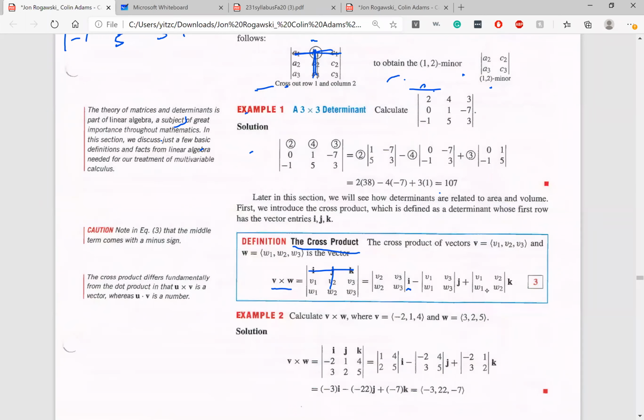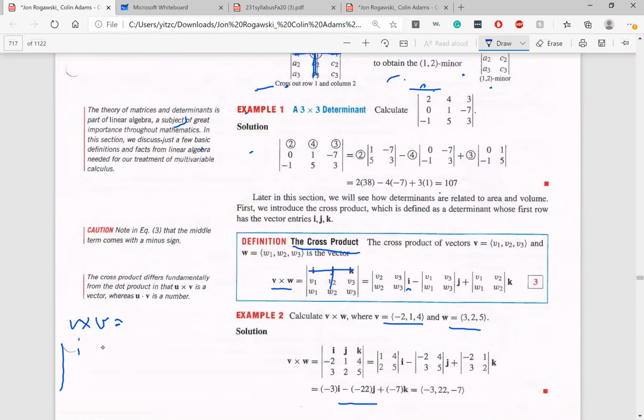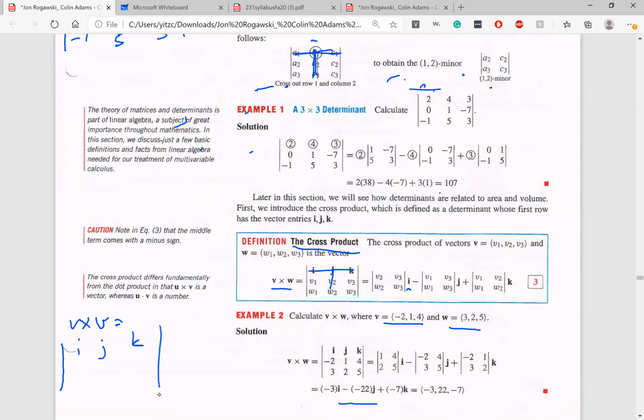Okay, so let's do the following problem. They ask us to find V cross W for V equals this and W equals that. So V cross W is going to be equal to the determinant of the matrix I, J, K, and then negative 2, 1, 4, 3, 2, 5.